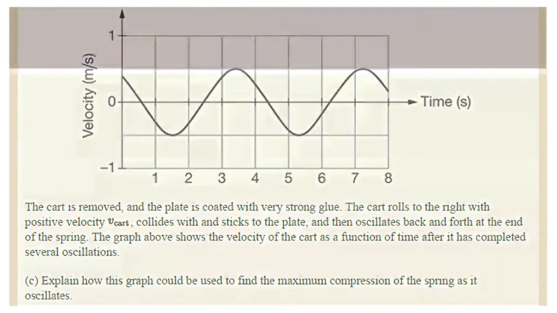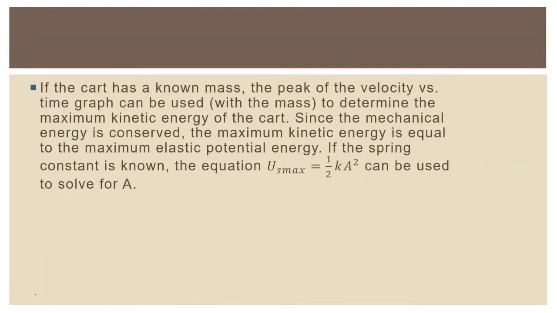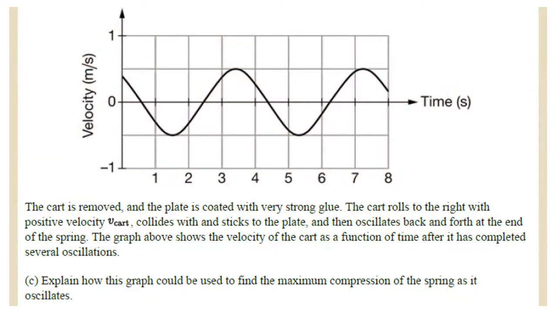So what I wrote here first was a little weird. I said if the cart has a known mass, the peak of the velocity versus time graph can be used with the mass to determine the maximum kinetic energy of the cart. That, of course, would be 1/2 mv squared. And so if you just go to the velocity versus time graph, you can see here this velocity versus time graph, at least to me, very obviously peaks out at 0.5 meter per second, right?